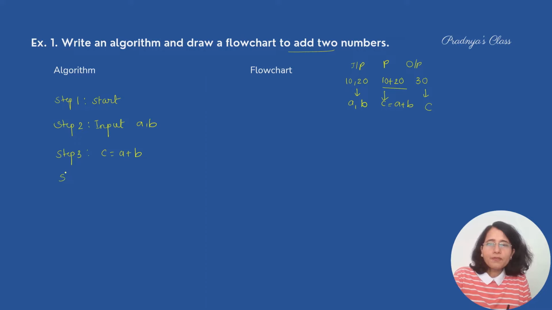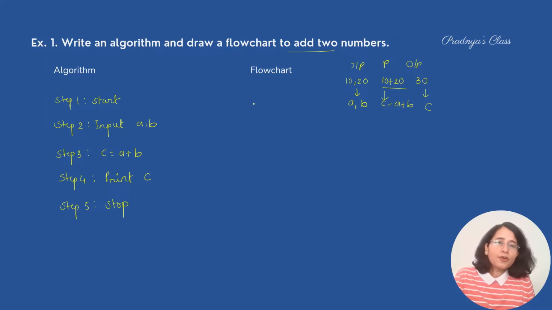After processing we need to print the output. So step 4 will be print result. We are storing the result in the variable C. So we got the output. Now the fifth step will be stop. In this way you can write the algorithm. It's very easy. Now it's our turn to draw the flowchart.